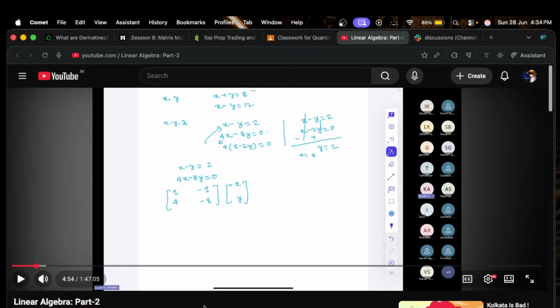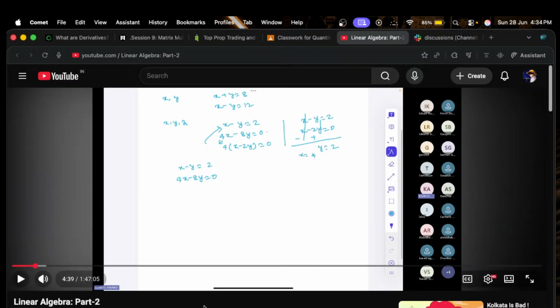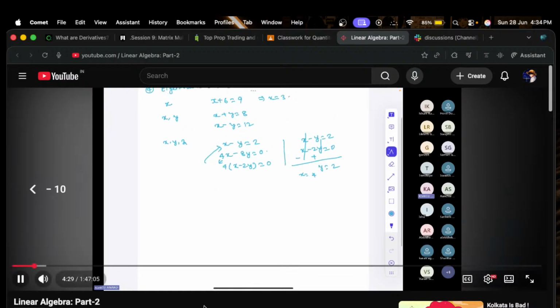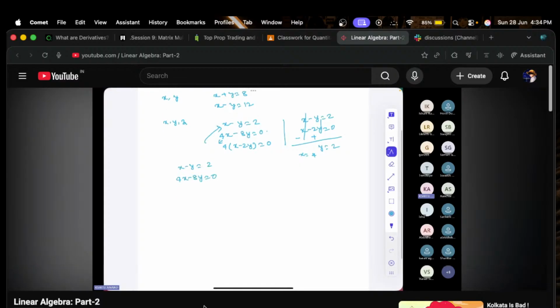Okay, so he deployed it in matrix form. So what we have necessarily over here is 1, minus 1. Now let us represent this system of equations in matrix form, right? 4x minus 8y equals 0. So just observe it. What we have is 1, minus 1, 4, minus 8, then x, y equals 2 and 0. So this is how we represent a system of linear equations in matrix form.